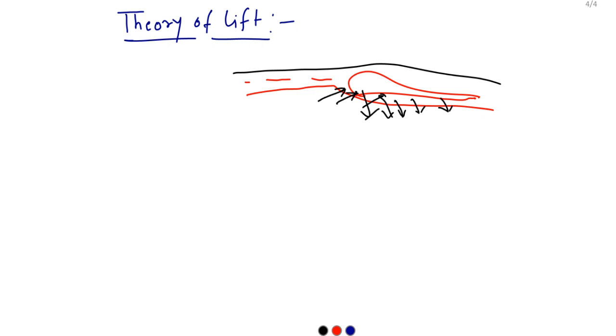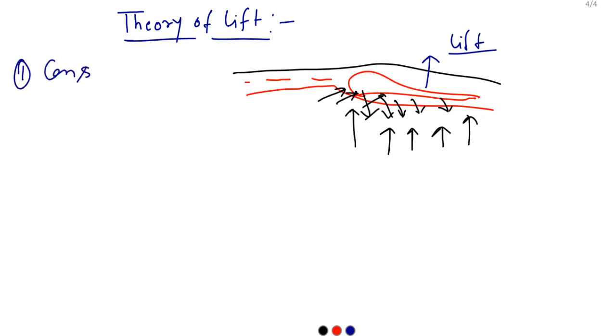Okay. So in order to tackle those forces, air molecules are also applying a certain force in the opposite direction to the force produced by the object. So what will happen? Because of this, the object will try to lift. So this is the conservation of momentum. The first one is the conservation of momentum.